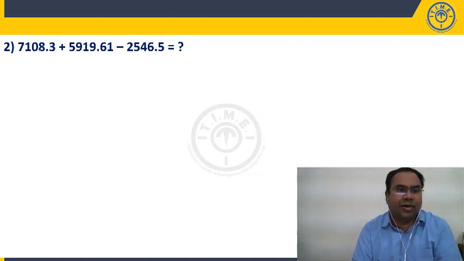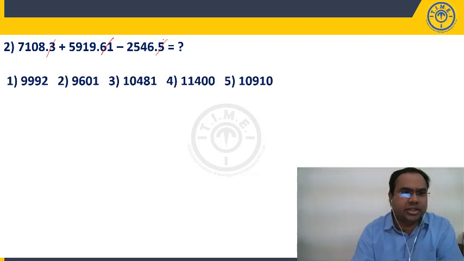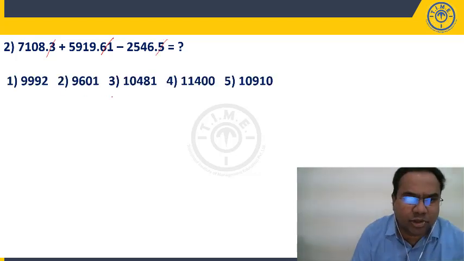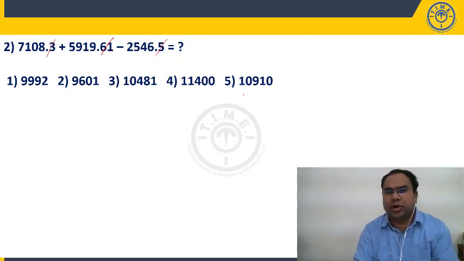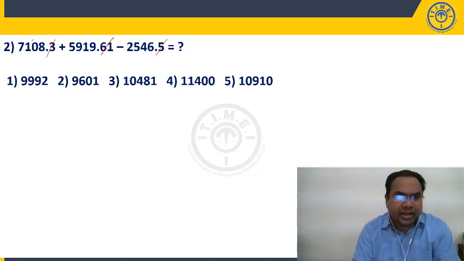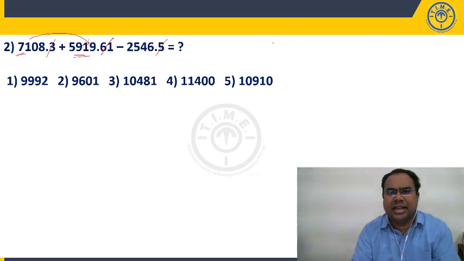This is an approximation, right? So 7108.3, ignore this 0.3, 5919.61, ignore this 0.61, 2546.5. Let us look at the options: 9,900, 9,600, 10,481, 11,400, 10,900. Now, what I do is I will add this 100 here. If I add this 100 here, this will become 6,000. This is 7,000. How much? 13,000 minus, I will take this as 2,500. What's the difference? 10,500.